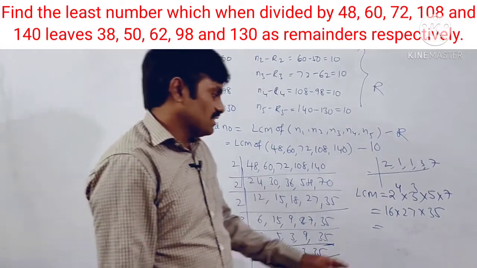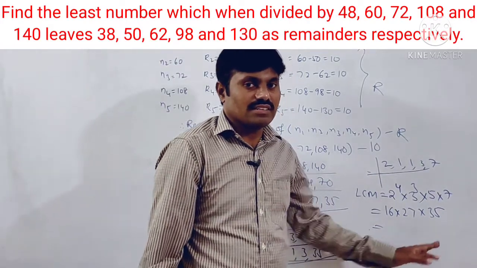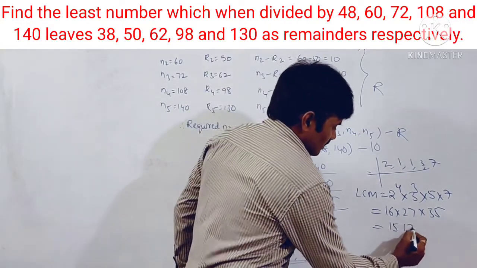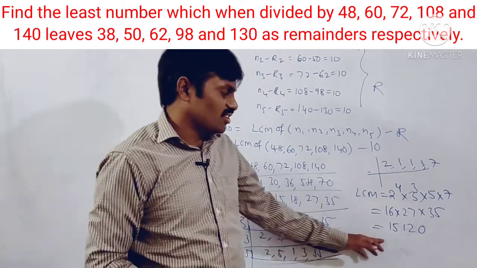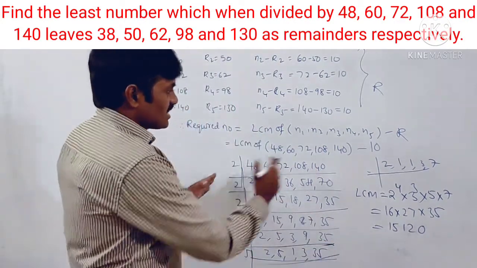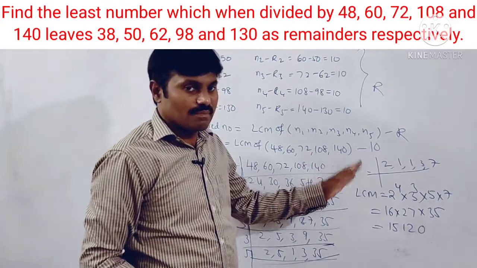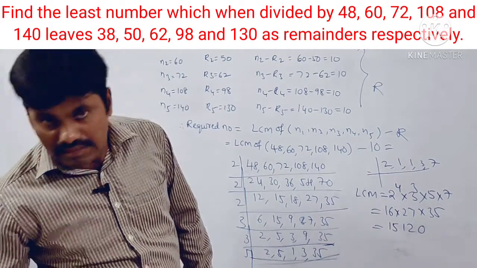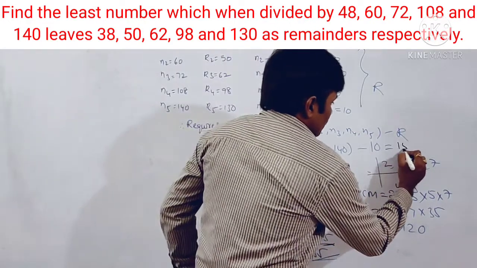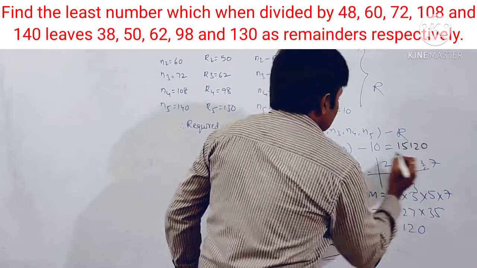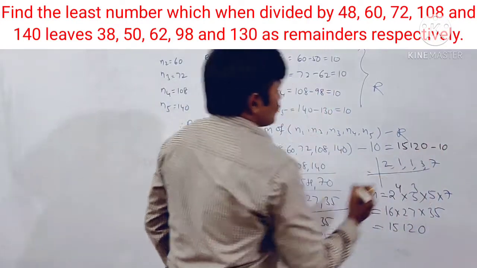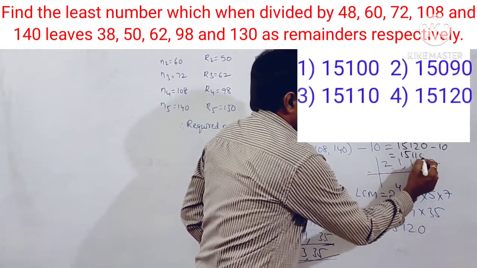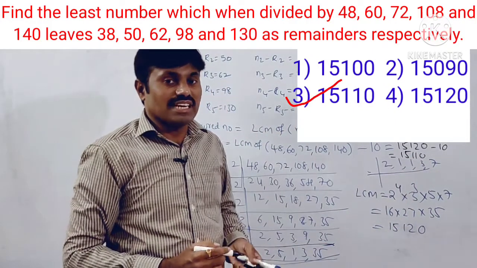Now if we simplify 16 into 27 into 35, we get 15,120. If you want to cross check, we get 15,120. So this is the LCM of these divisors. So 15,120 minus 10. What is the final answer here? 15,110 is the answer. Which option is correct? Yes, option 3 is correct.